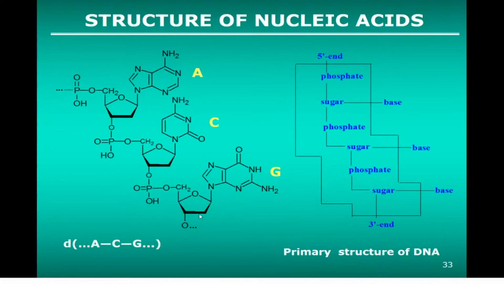So this is a polynucleotide chain part from 5' to 3'. That means the primary structure of DNA is a polynucleotide chain. If you are asked to explain, it's stabilized by phosphodiester bonds.